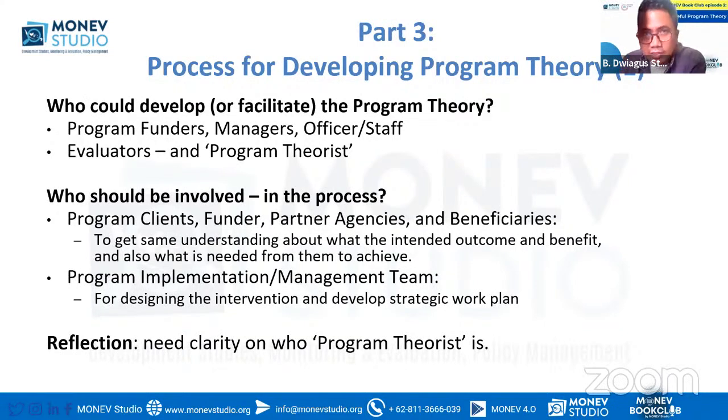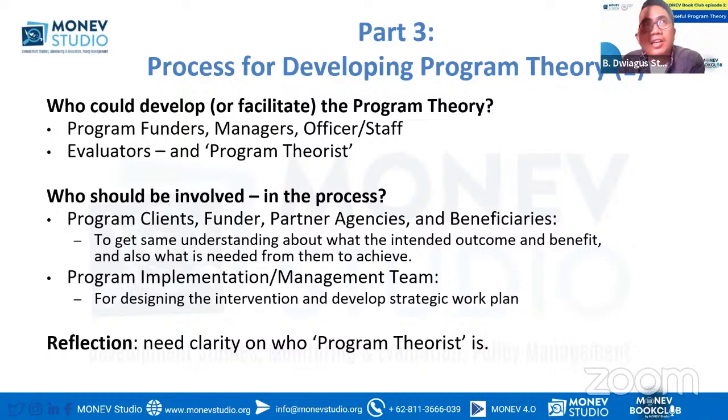And the next part is quite useful, about the process for developing program theory. I guess this is the process that is commonly practiced by many people in many situations. Of course, we need to decide who will develop the program theory and who could facilitate it. Program funders, managers, officers, and staff can develop that. I guess we can facilitate that as evaluators.